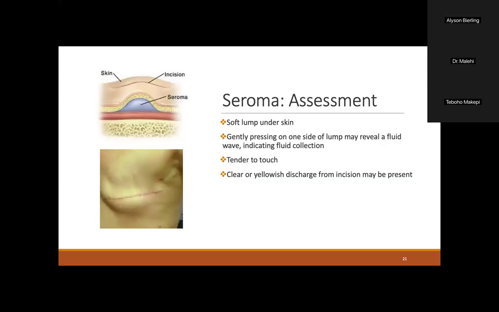The seroma assessment, usually it's a soft lump under the skin. If you gently press on one side of the lump, it may reveal a wave-like motion of fluid underneath the skin. It sometimes can be tender to touch, and sometimes clear or yellowish discharge from the incision may be present. Another thing that you can teach patients, if they start to form a banana-like shape under their incision, that could be a sign of seromas.